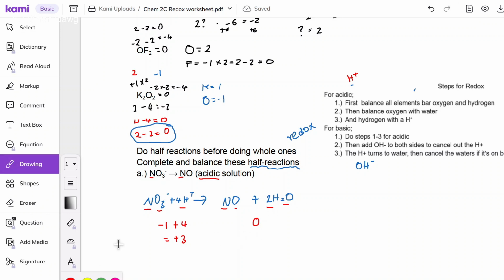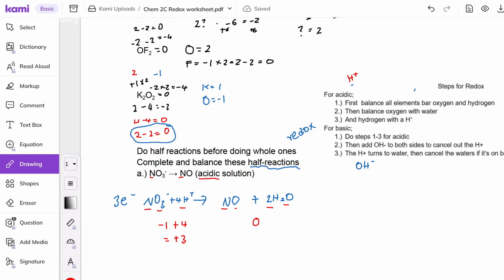So how we fix that is we just add electrons, because electrons are negative. If this side was negative instead, we would add the electrons on the positive side to make it more negative to match. Both of them have to have the same charge. So we just add 3 electrons to this side, and then it cancels out the +3 charge, and now they both have a charge of 0.